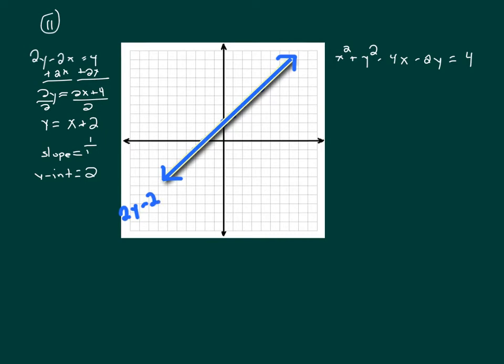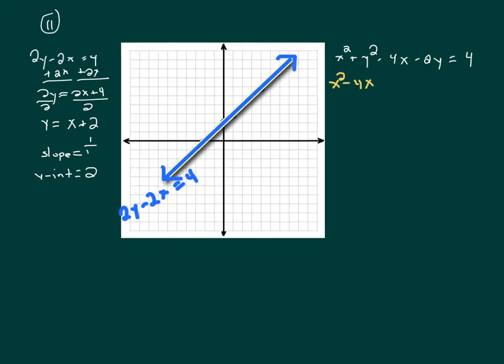2y minus 2x, I'm just labeling the original, equals 4. All right, so now let's go to our circle. Our circle, what we have to do is we have to take that equation and we have to rewrite it in center radius form. So in order to do that, we have to complete the square. So first you're going to take your x's and group those together.